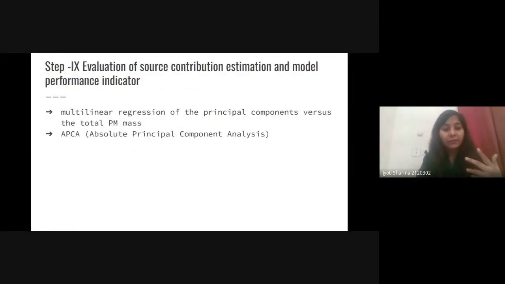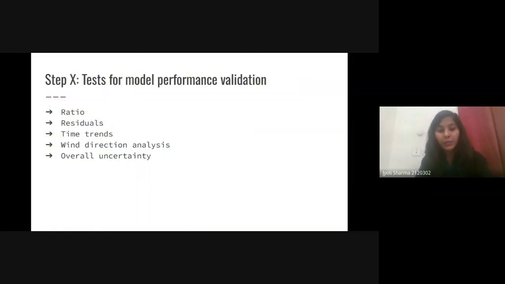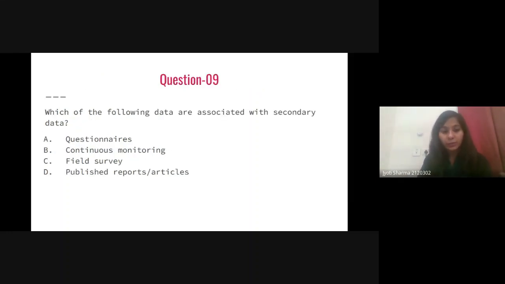Okay, then this is not that much important. Evaluation of source contribution estimation and model performance indicators, like whether your model is working good or not. There are some kind of indicators, some kind of statistics that you will apply, and you will see whether your model is working well or not. Then test for model performance validation. You will see the residuals, you will see the ratio, you will see the time trend, a lot of statistical analysis you will do to see whether your model is working or not.